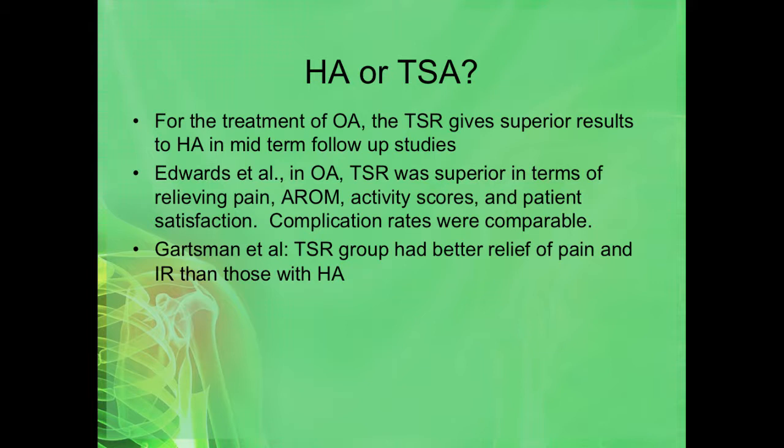Gartzman et al. found that patients who had a total shoulder replacement had better relief of pain and internal rotation when compared to those with the hemiarthroplasty.